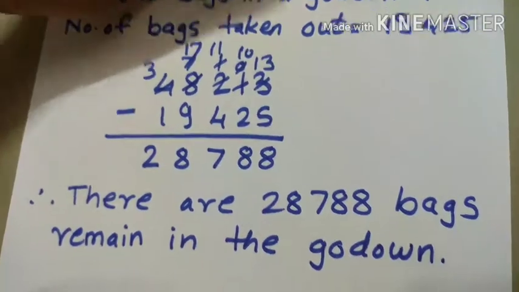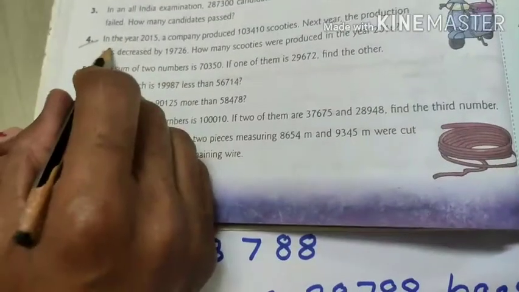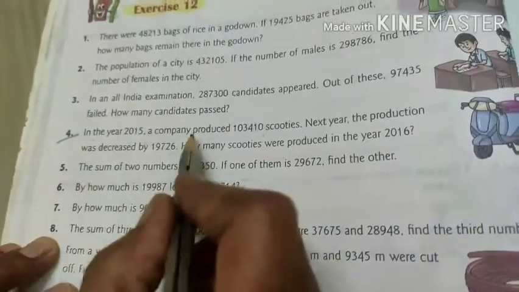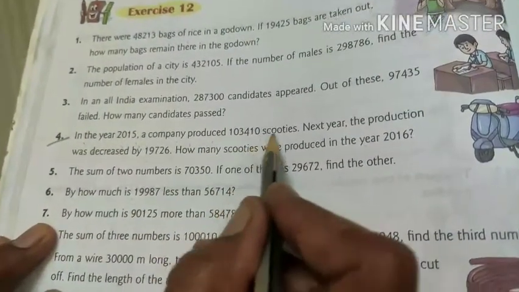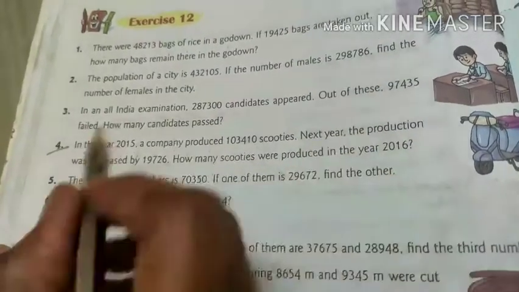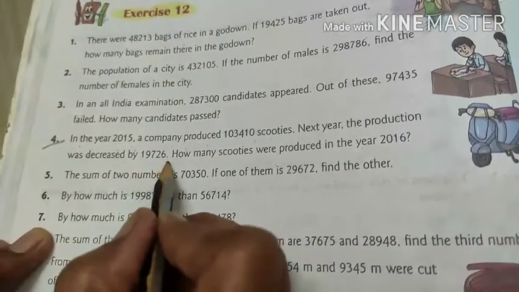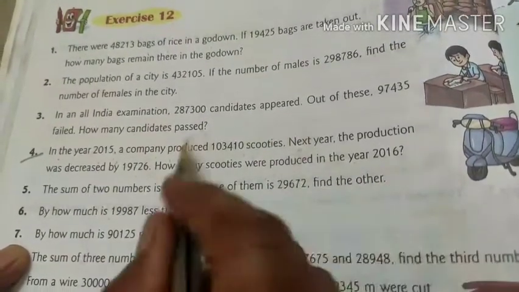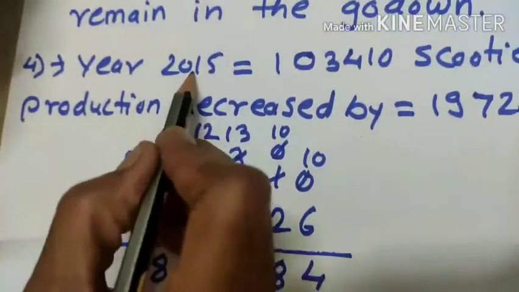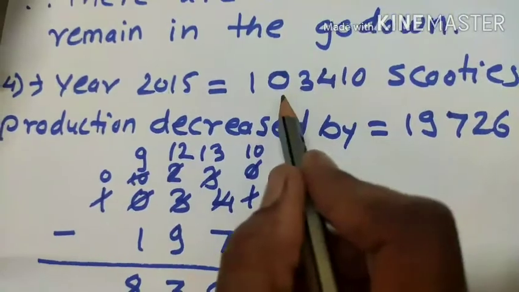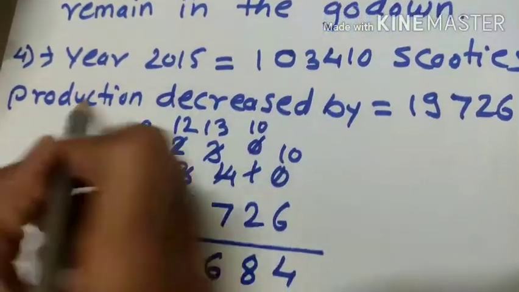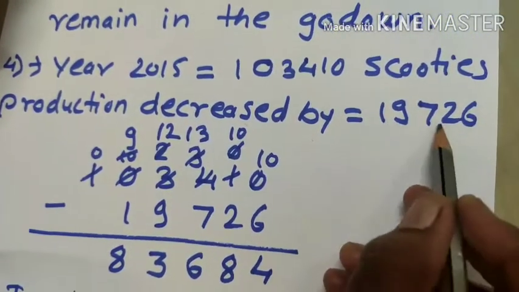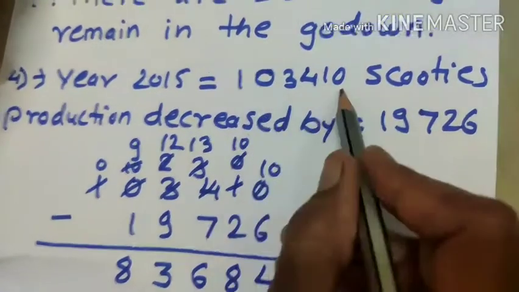Okay, now we will see the next question. See the fourth question. In the year 2015, a company produced 1,03,410 scooties. Next year, the production was decreased by 19,726. How many scooties were produced in the year 2016? So first write the given things. Here I have written, see, year 2015, number of scooties given 1,03,410. Production decreased by 19,726. So this is the bigger number, this is the smaller number.